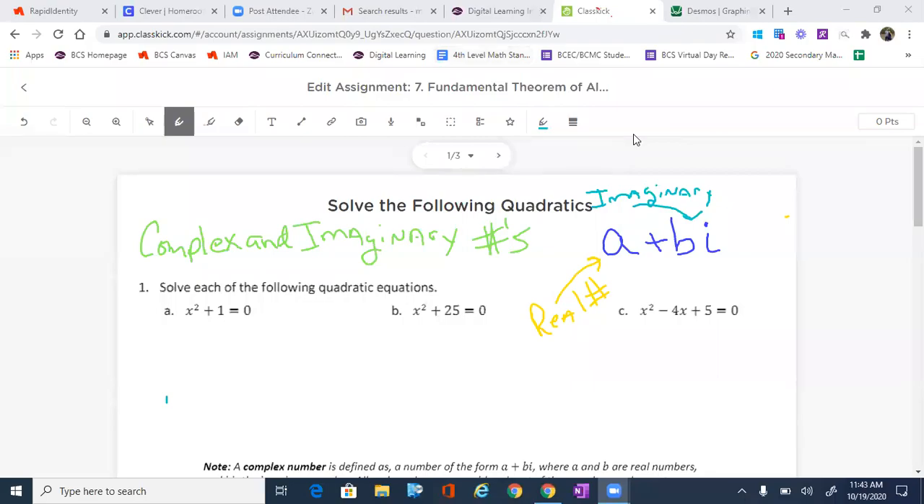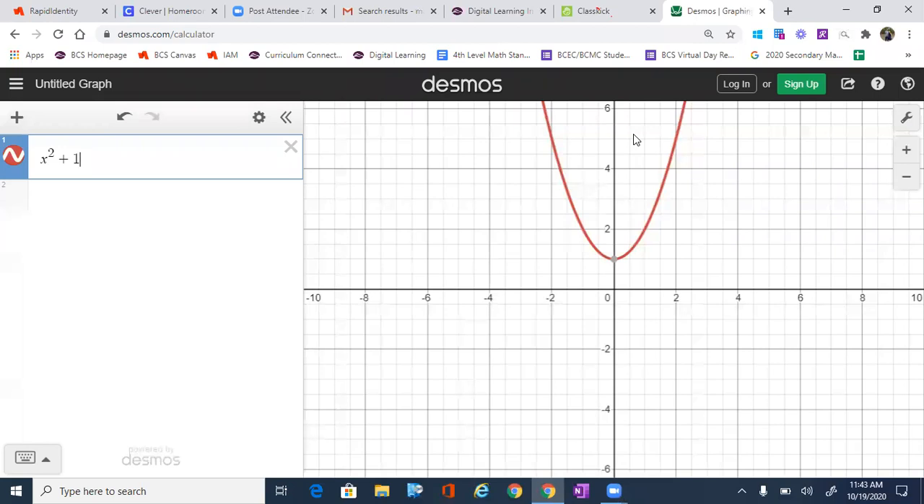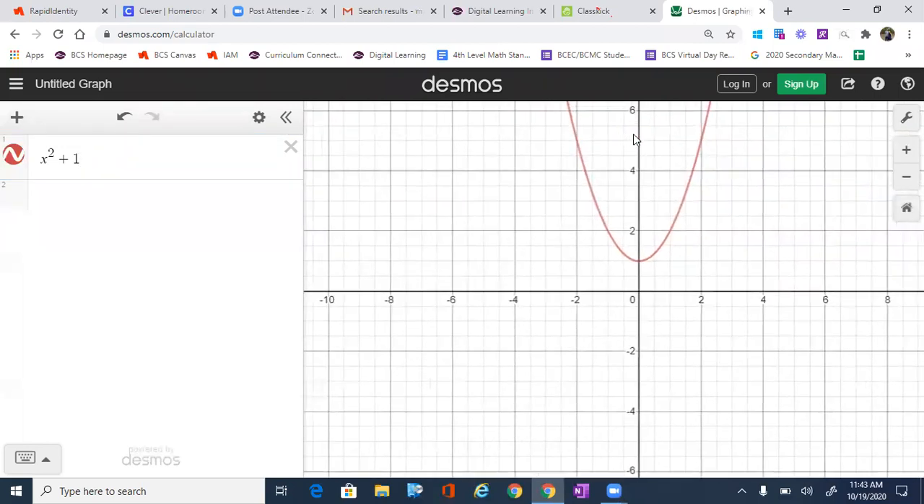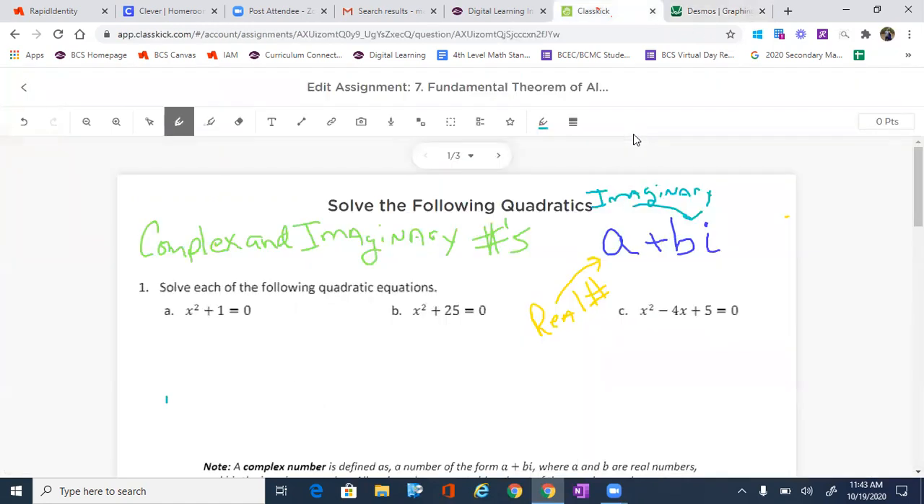All right, let's go ahead and do two problems that have quadratics and imaginary complex roots. You can look at them on the graph and determine that they have imaginary complex roots just by determining that the parabola does not cross the x-axis. You'll notice that the parabola does not cross the x-axis. That tells us we have imaginary complex roots.